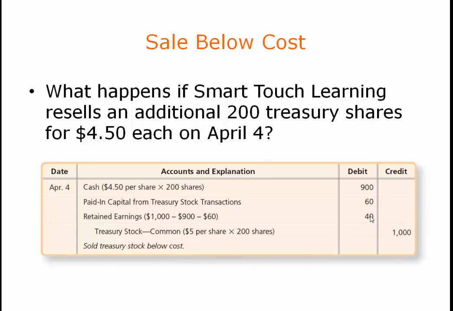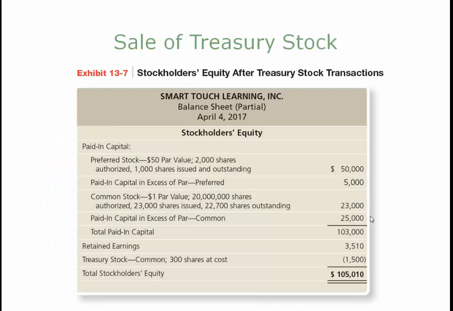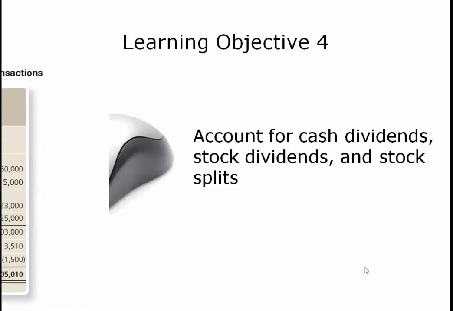This is probably going to be one of the most difficult things that you'll struggle with in this chapter. And here's what happens. And it looks like they have 1,500 shares, so it looks like they still have 300 shares outstanding at $5 per share. The rest of this still looks to be the same.